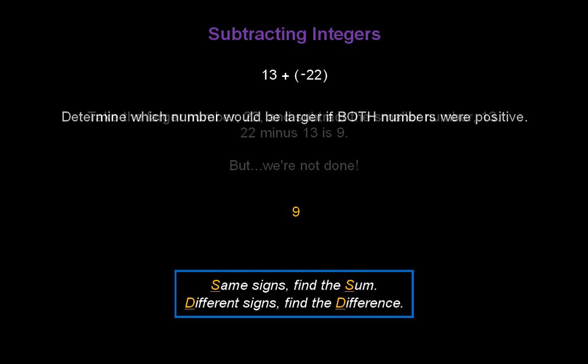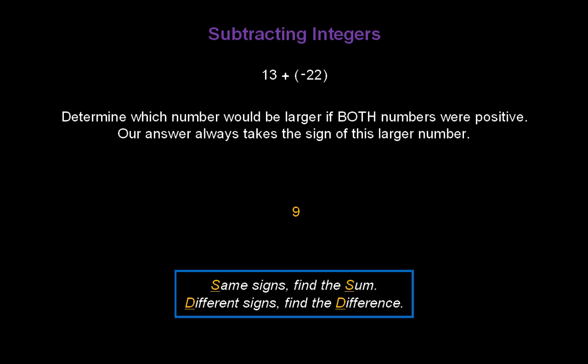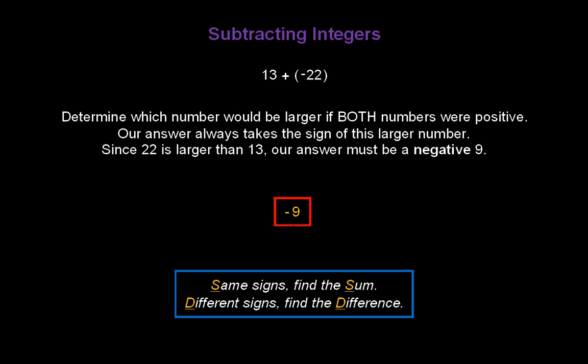But we're not done. We have to determine which number would be larger if both numbers were positive, because our answer always takes the sign of this larger number. Since 22 is larger than 13, our answer must be a negative 9. So 13 plus negative 22 is negative 9.